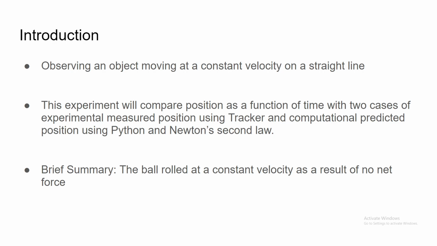We'll be trying to compare position as a function of time with two cases of position, one using experimentally measured position using Tracker, and then a computational predicted model using Python and Newton's second law. A brief summary of what happened: the ball rolled at a constant velocity as a result of no net force, and both models were accurately able to depict what occurred during the actual experiment.